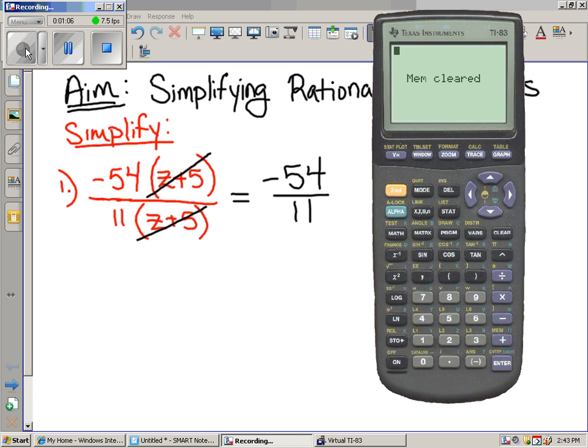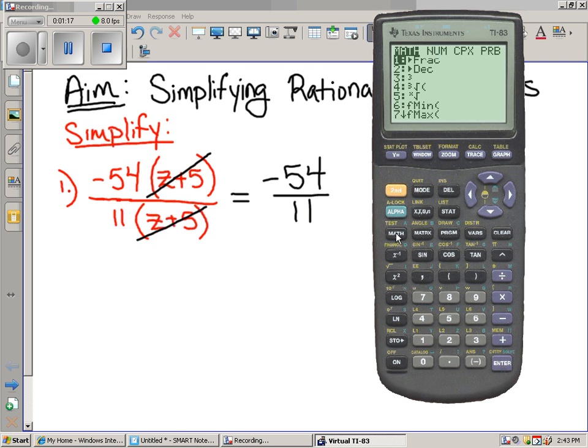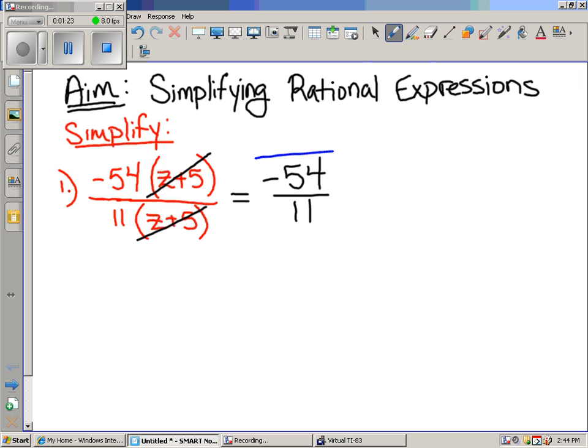So we're not sure if negative 54 divided by 11 is reduced down as far as it could go. So I'm going to check that in my calculator. Math. And it can't be reduced down any further. So this is simplest form. Piece of cake.